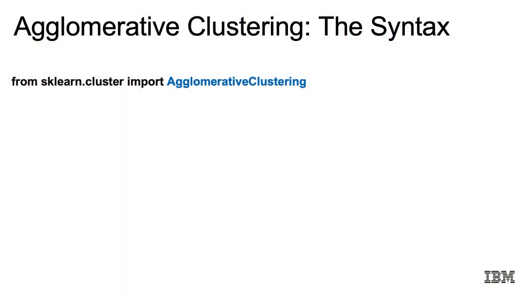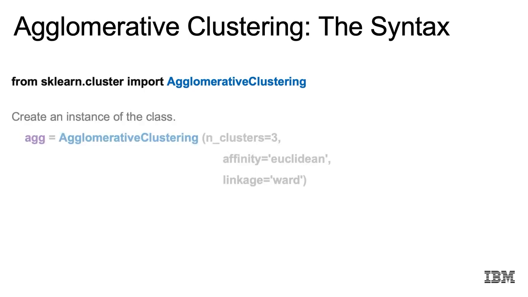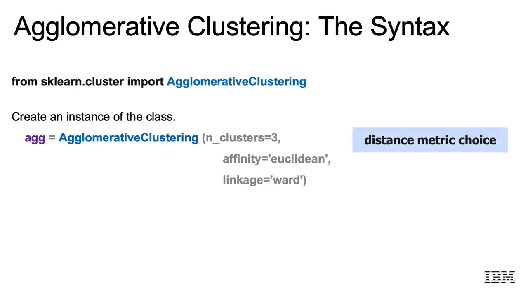Now, in order to do this in practice, to do this in Python, it'll be very similar steps to what we've seen so far. We will start by importing our class, here called AgglomerativeClustering. We're then going to create an instance of the class. So we set ag equal to AgglomerativeClustering with our different hyperparameters.